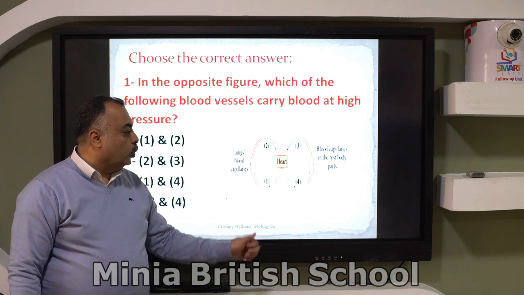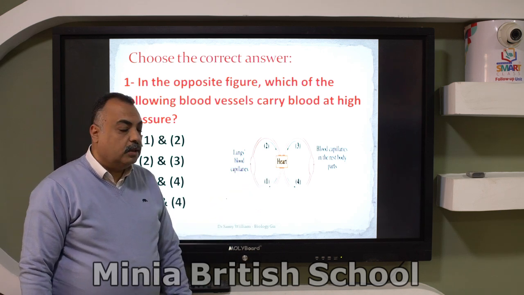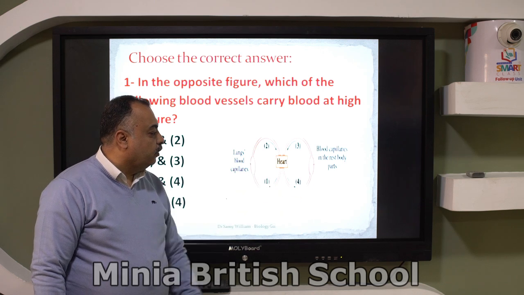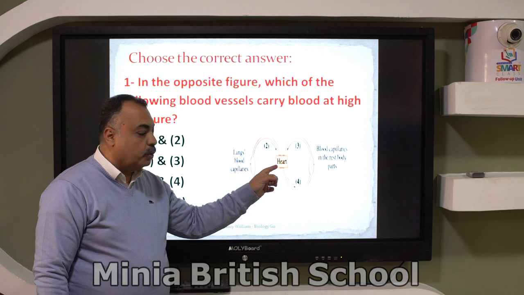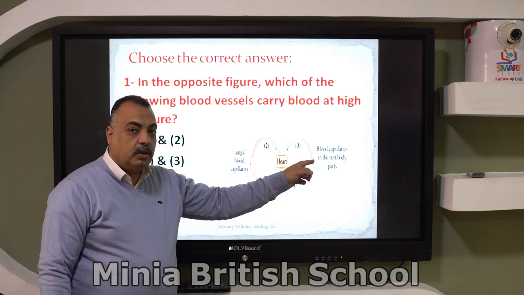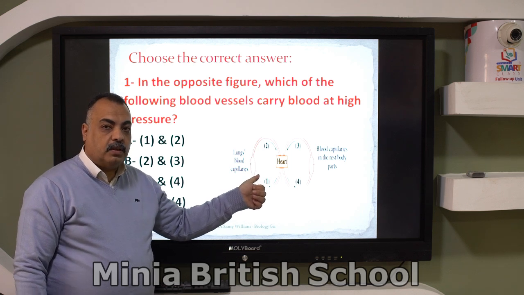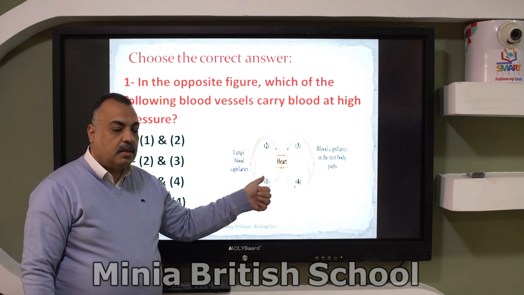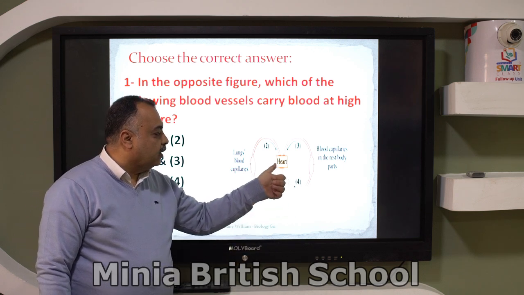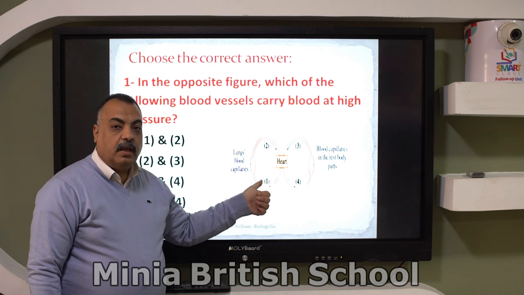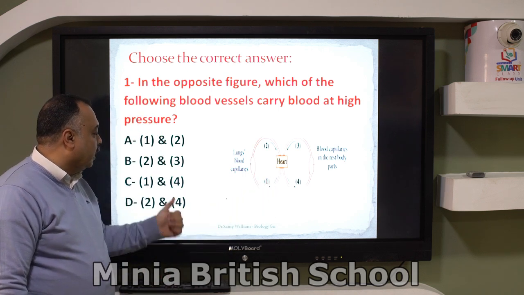Yes, of course, 1 and 4. 1 for the pulmonary artery and 4 for the aorta. The aorta takes the oxygenated blood from the heart towards all body parts, and also the pulmonary artery takes the deoxygenated blood towards the lungs to be oxygenated. So these arteries carry blood at high pressure. So the answer here is 1 and 4.